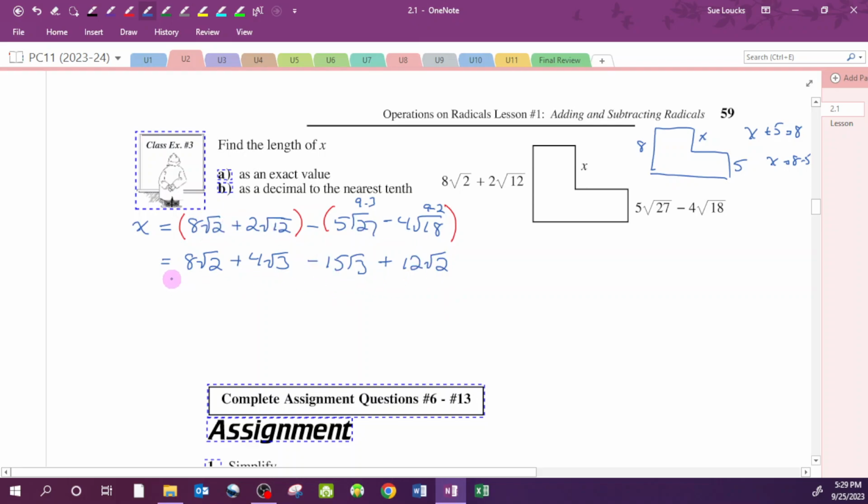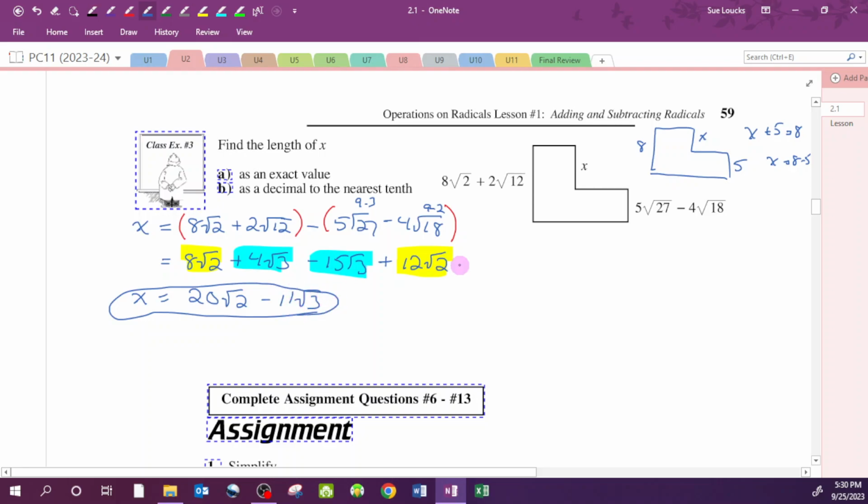Okay, and now I can combine like terms. 8 root 2 plus 12 root 2 is going to be 20 root 2. And 4 root 3 minus 15 root 3 is going to be minus 11 root 3. So x equals that. There's my answer.